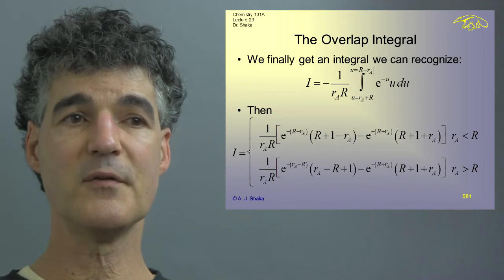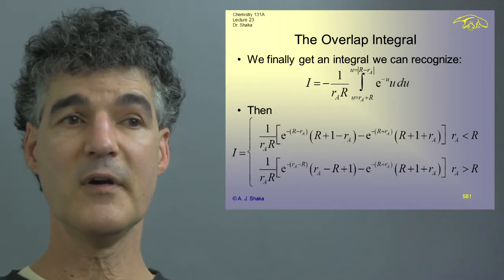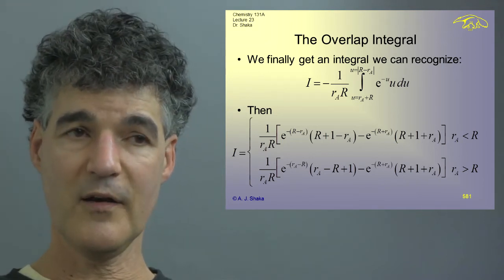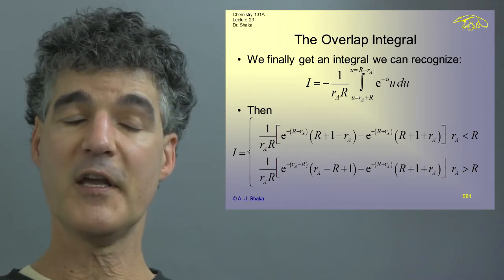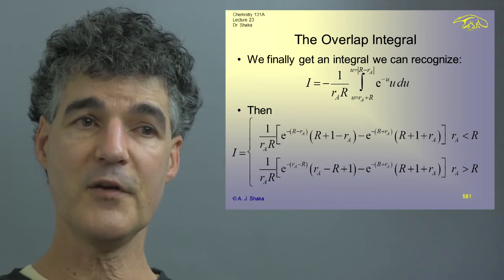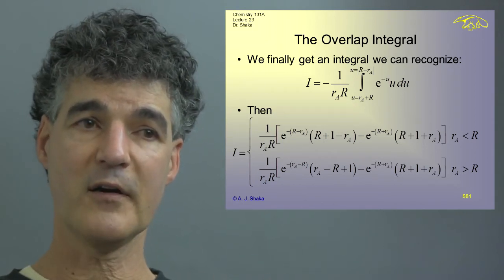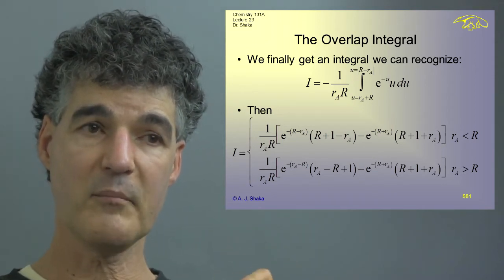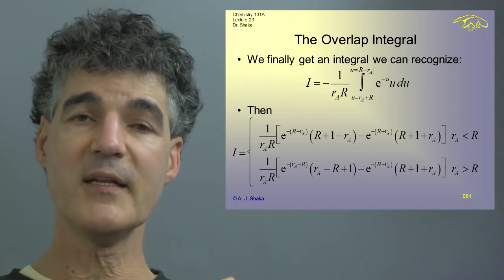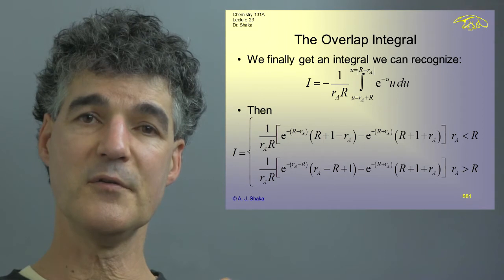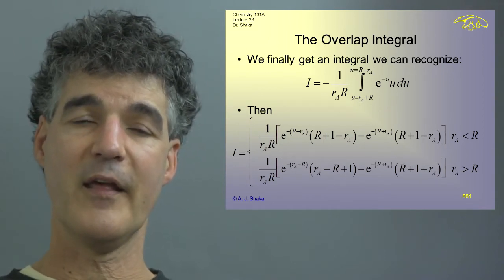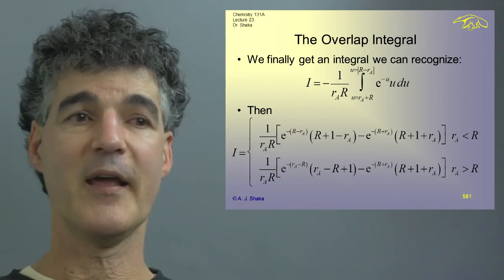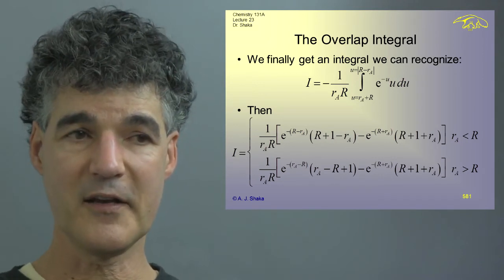And therefore, if I substitute that in and substitute in u, then finally I get an integral I can recognize. I get minus 1 over r sub a times big R, and I have to be careful with the limits. The lower limit is when u is equal to r sub a plus big R, and the upper limit is when u is equal to the absolute value of big R minus r sub a. But at least my integrand now is just e to the minus u times u du. That one I can do, but I have to do it by parts, and then I can get the answer. And so we'll consider that to be a done deal.